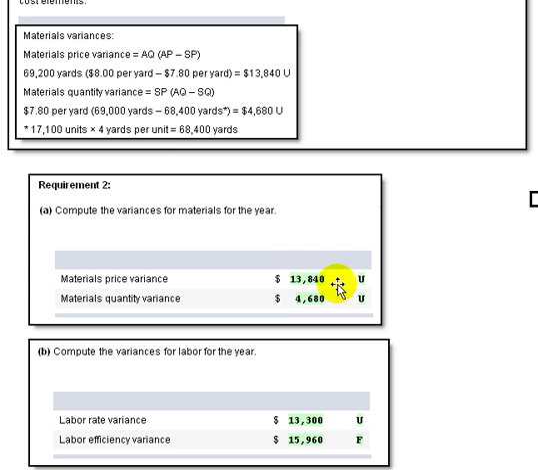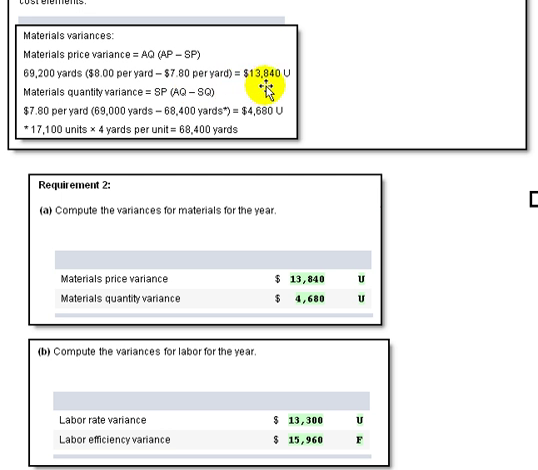Well, how do we come up with the $13,840? Remember that the materials price variance is equal to the actual quantity times the difference between the actual price and the standard price. So we used 69,200 yards. The actual price was $8 per yard. The standard price is $7.80. That's a difference of 20 cents. 20 cents times the 69,200 yards gives us $13,840. Since the actual cost per yard was higher than the standard cost per yard, the variance is unfavorable.